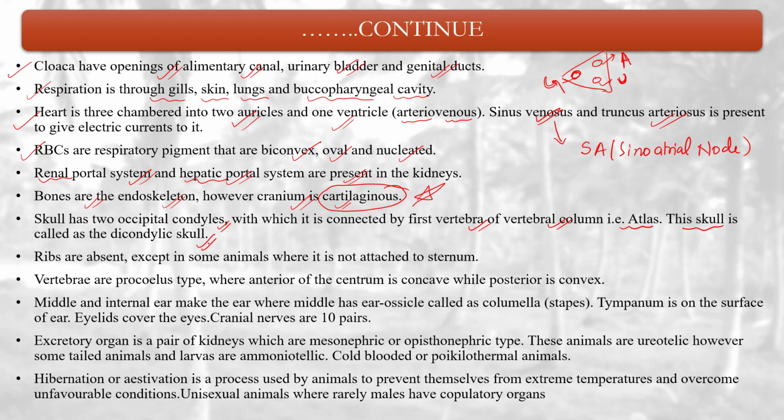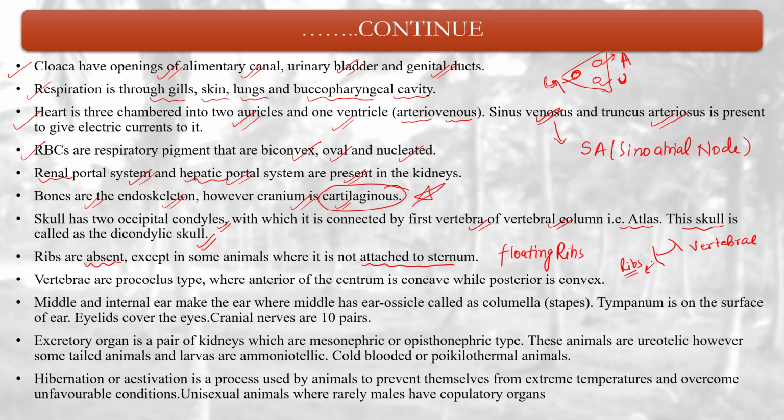Okay. Now coming to the next, ribs are absent. In case of amphibians, the ribs are absent, except in some animals where they are not attached to the sternum. So in amphibians the ribs are absent, except in some animals where they are not attached to the sternum, meaning floating ribs. Floating ribs. On the back side, ribs are attached to the vertebrae, V for vertebrae, and on the front side, they are attached to the sternum.